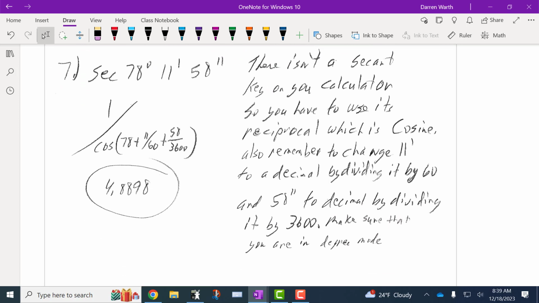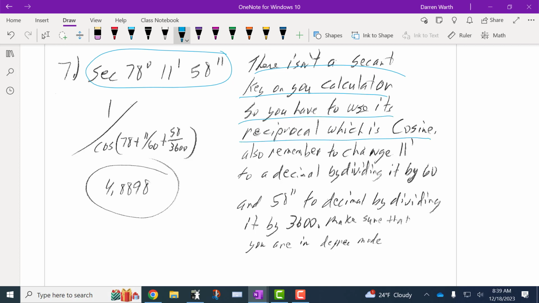Okay, on number 7, it says use a calculator to evaluate this function. We've got the secant, and they give us 78 degrees, 11 minutes, and 58 seconds. Remember, there isn't a secant key on your calculator, so you have to use its reciprocal, which is cosine, because the cosine key is also on your calculator.